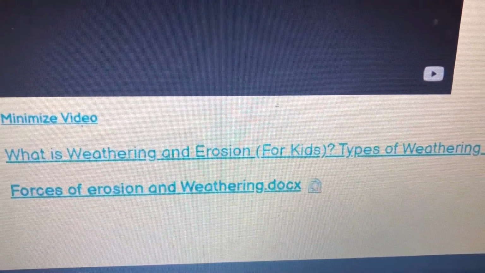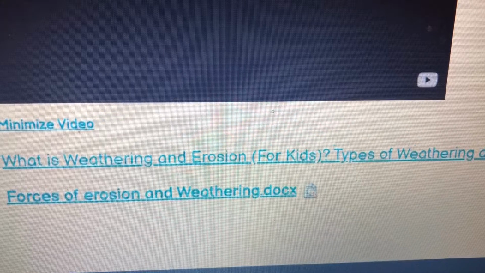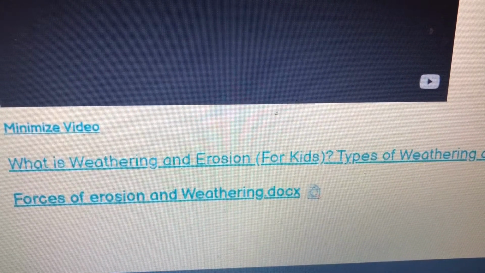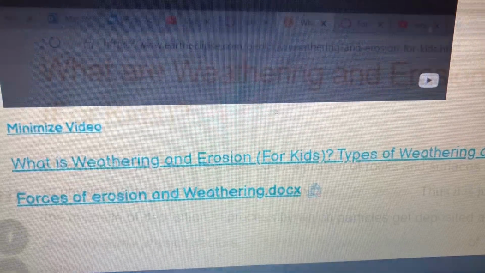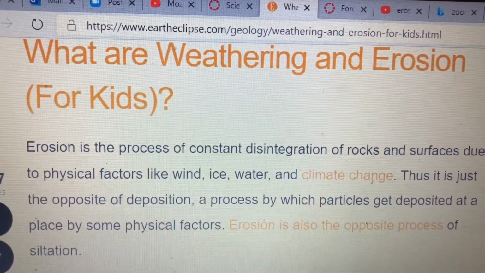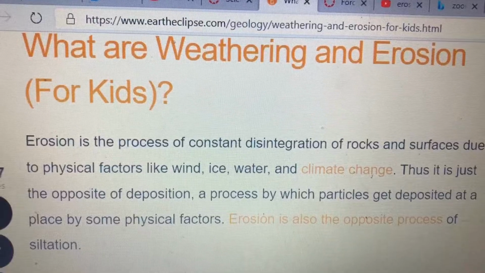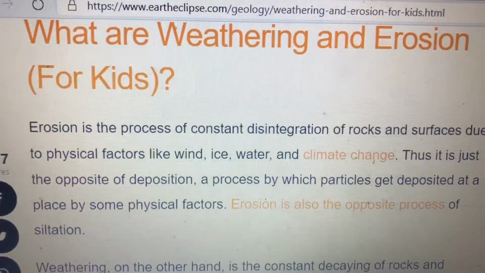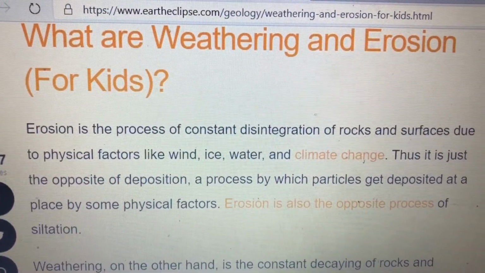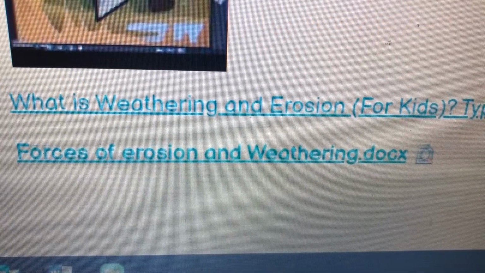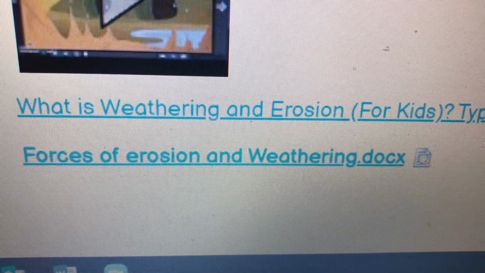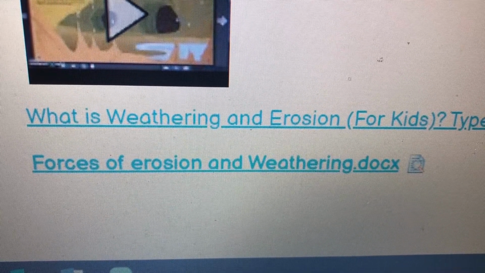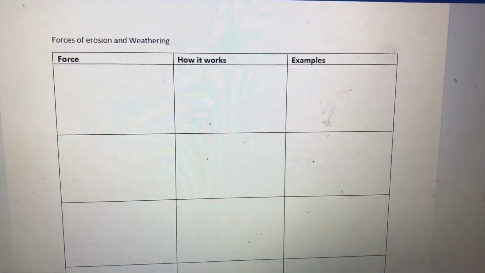So let me show you what article we're going to be reading. The link is What is Weathering and Erosion for Kids, okay? You see that there? Let me click on it so that you see what it looks like. And this is the website, okay? Now, you're going to be working with this website and with the graphic organizer that I'm going to show you right now. The title of that graphic organizer, the second one there, says Forces of Erosion and Weathering, Doc, okay? That's the one that you're going to be opening. And it looks like this, okay?